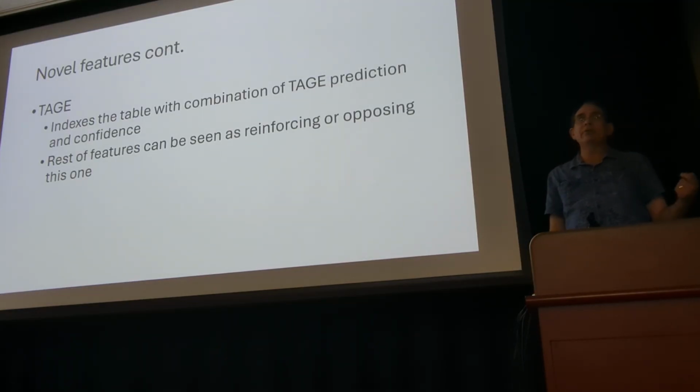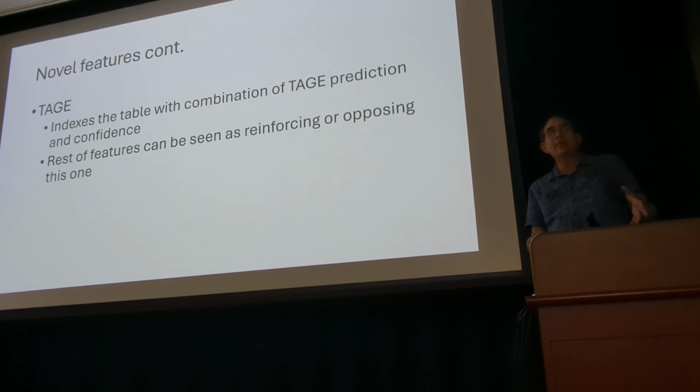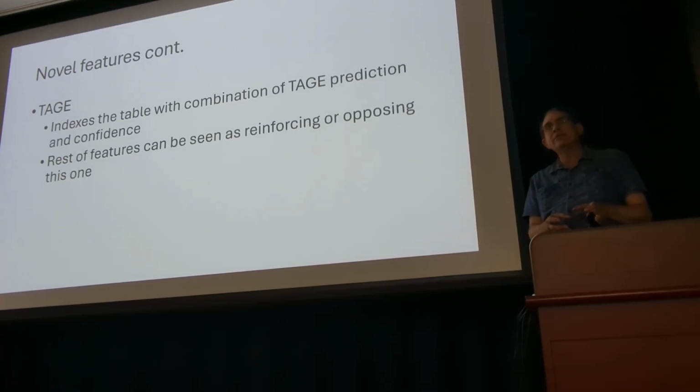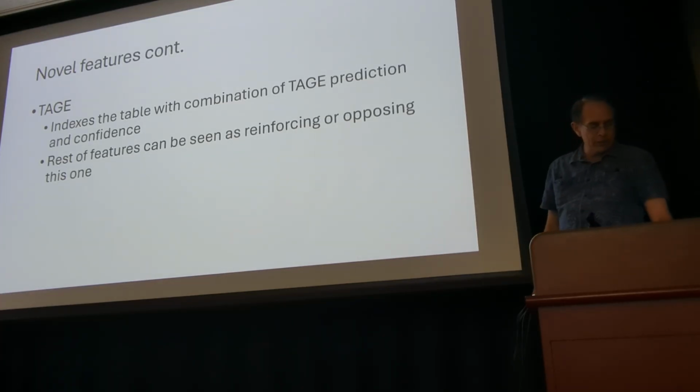What was the outcome of the Tage predictor? That's unrealistic because that means now I have to do them sequentially, but it turns out to be a pretty good estimate of what the branch is going to do. And so we use a combination of Tage prediction and Tage confidence as another feature to index the Perceptron predictor.